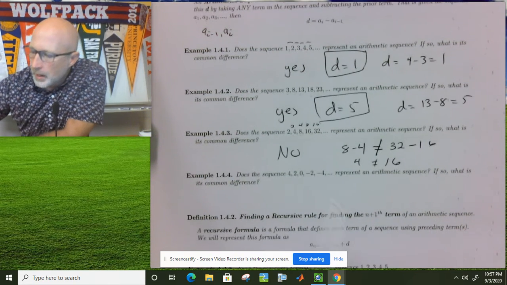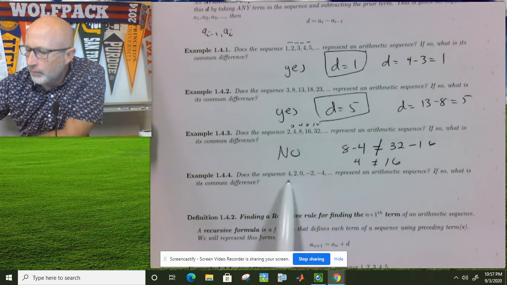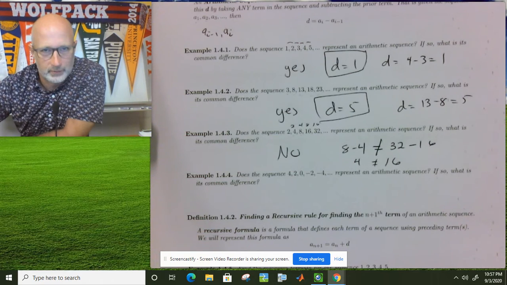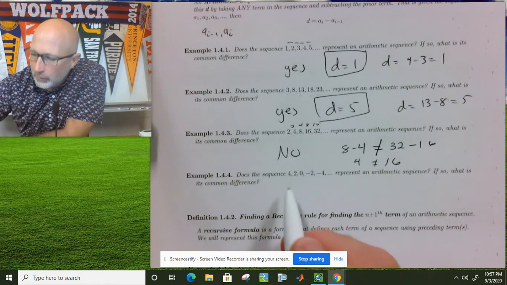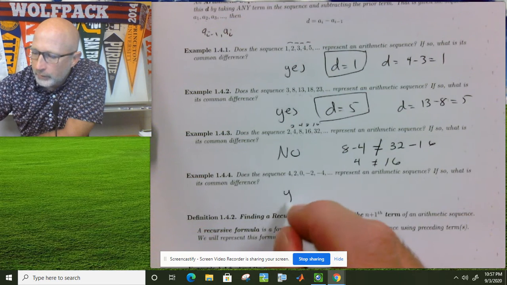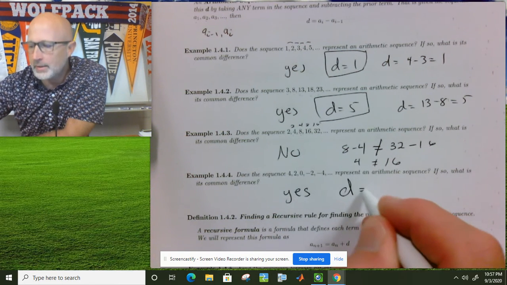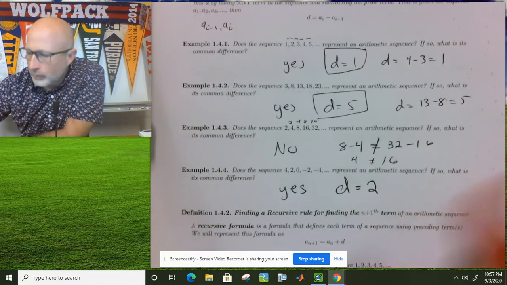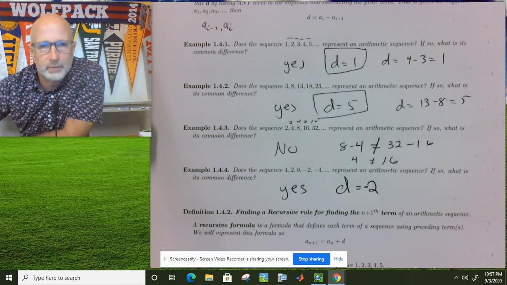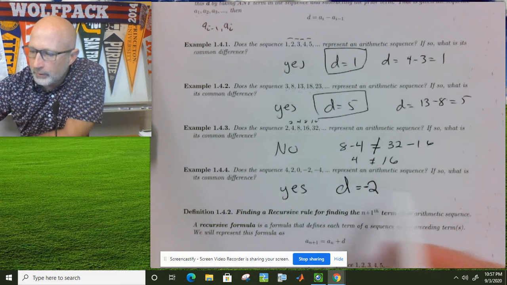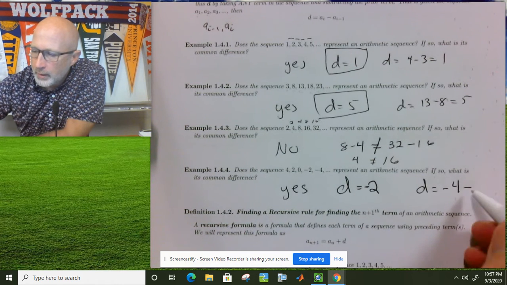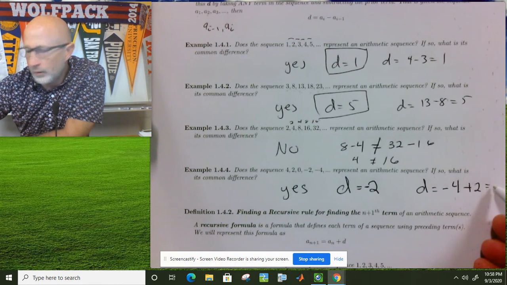Next one. Does the sequence 4, 2, 0, negative 2, negative 4 represent an arithmetic sequence? If you notice, you're going down by 2 this time, and it's okay to go down. You're going down by 2 each time, so the answer is yes. You might say that d is equal to 2, but the answer is not 2. It is negative 2. Negative represents that it's going down. Once again, if you didn't see that, take any term in this sequence, the last one, negative 4. Negative 4 minus the prior one, negative 2, turns into plus 2, and gives you negative 2.